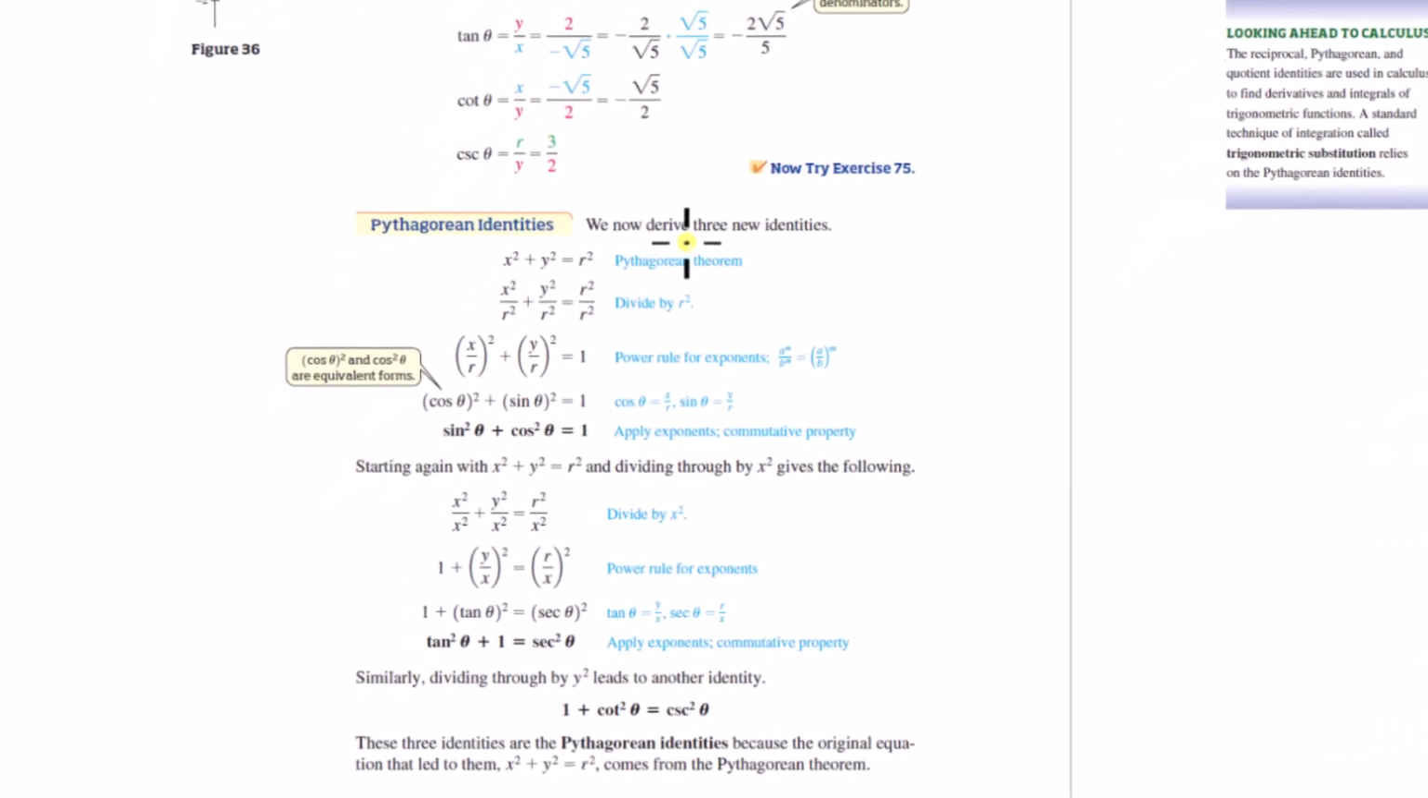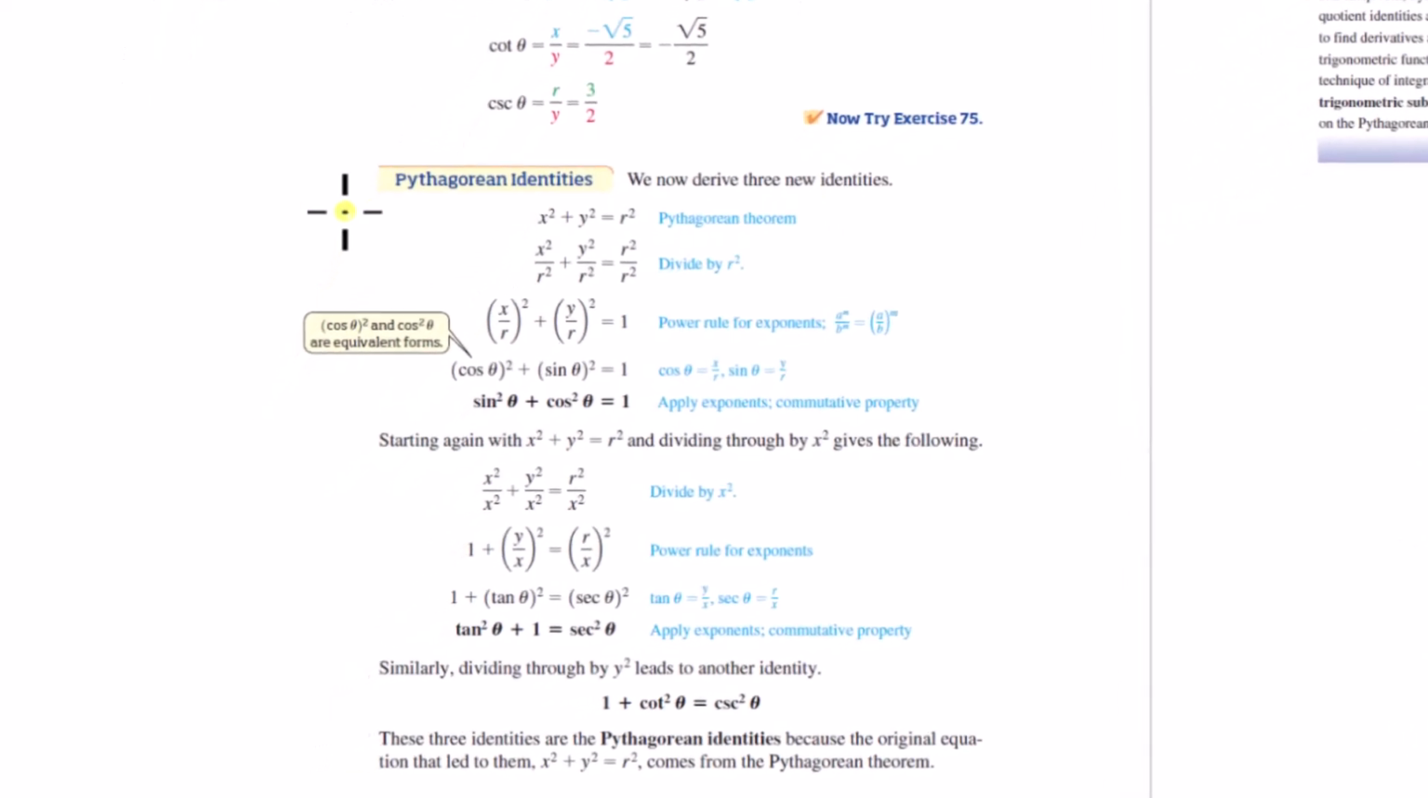Okay, Pythagorean identities. We're going to do some more trig identities. Earlier in the video we did the reciprocal identities, and now they're going to derive some more. Here's the Pythagorean theorem: x squared plus y squared is equal to r squared. Divide the entire equation by r squared. Simplify and you get this.